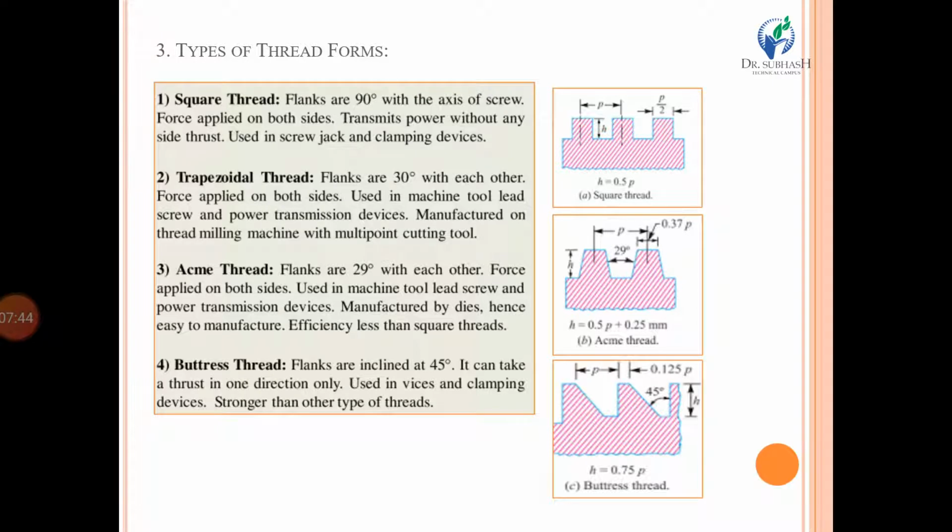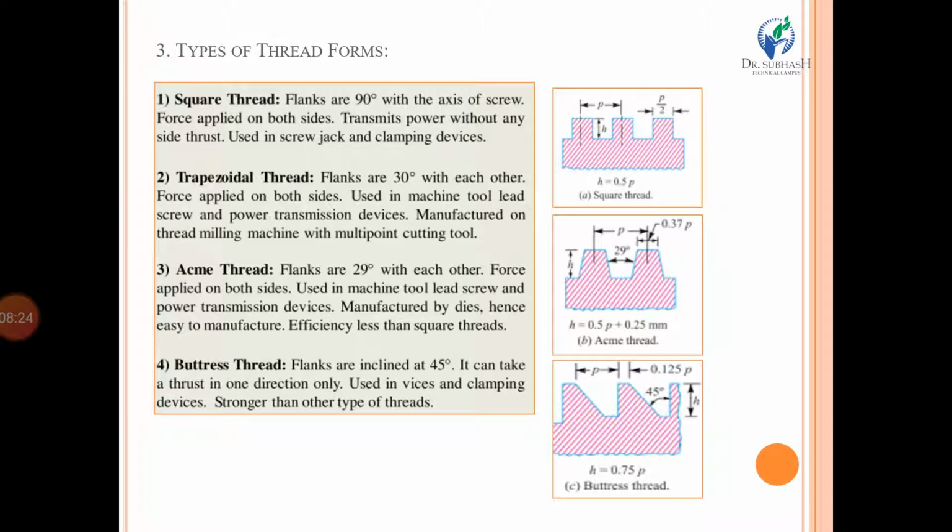Then after, it's time to discuss the types of various forms of thread, starting with the square thread. Look at the diagram, you are also able to understand it, because the flanks of the square thread are arranged at 90 degrees with each other. That's why it is named square thread. The basic characteristic of square thread is that it can transmit power in both directions. For manufacturing, it requires special tooling and machinery to produce the square thread. Generally, screw jacks and clamping devices use square threads.